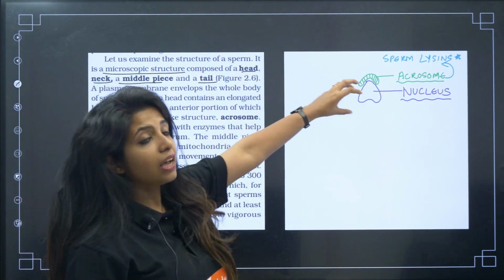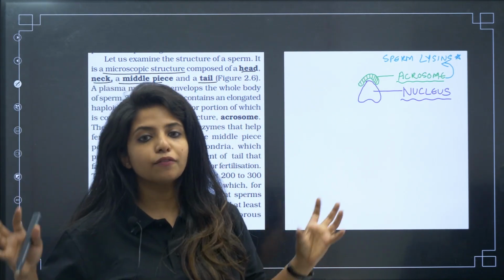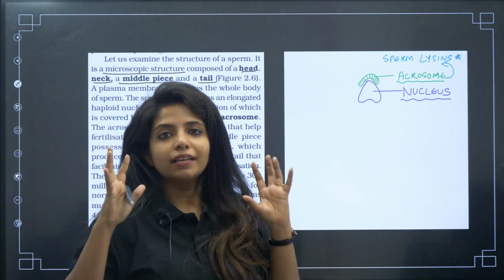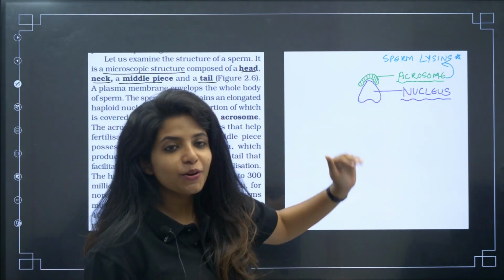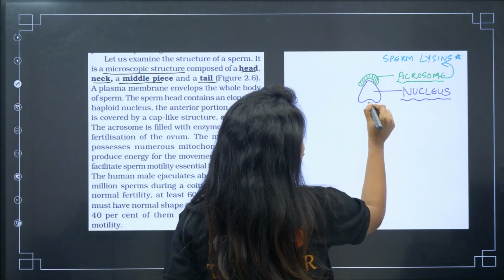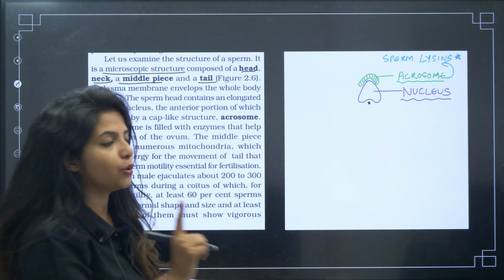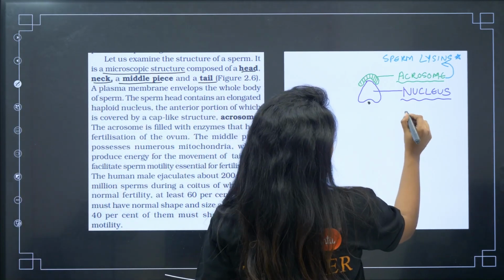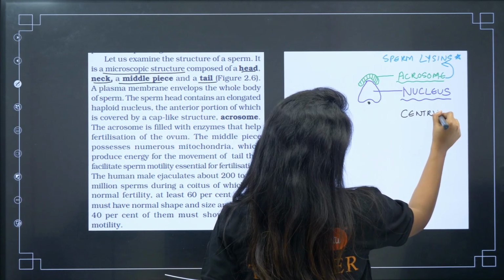That is how the sperm is basically able to go and fuse with the egg and get inside the egg, and have the fertilization take place. Now, that is about acrosome and nucleus. We go ahead. There is a very small structure over here. This is a centriole. You might have heard of centriole before when you studied the cell chapter.